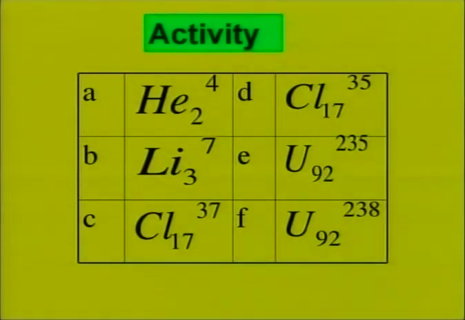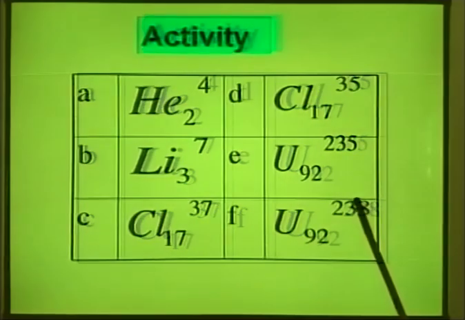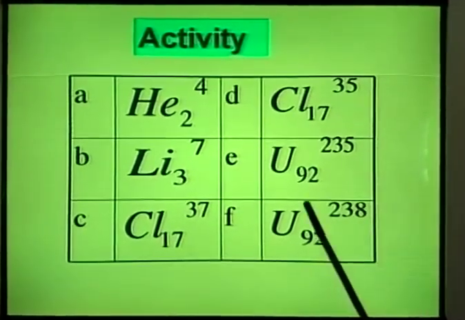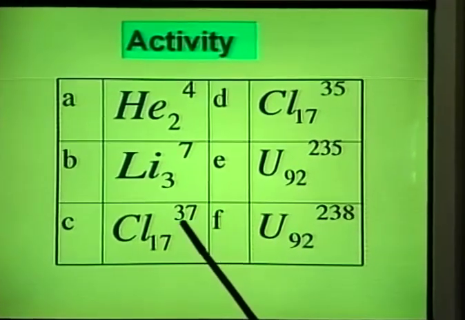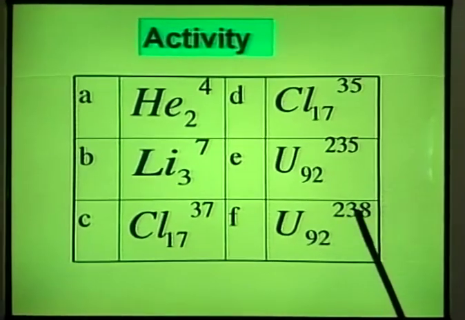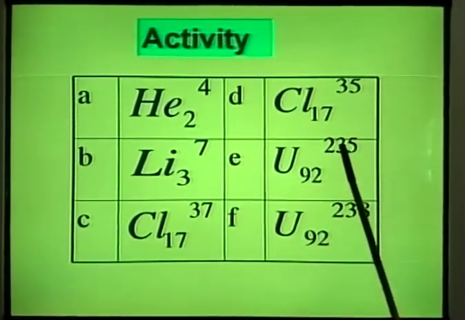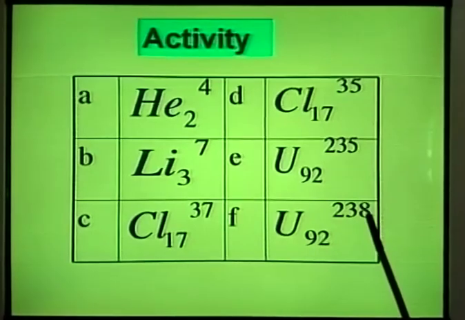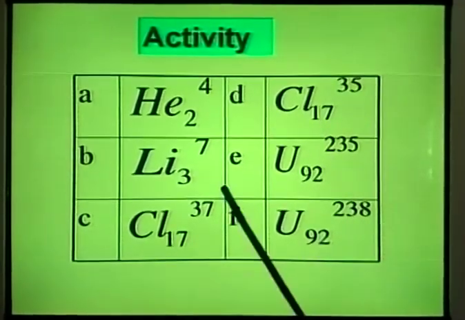Okay, number 1 is helium. Then number 2 you have lithium, which is B. C would be chlorine 37, and then you have chlorine 35, which is D. Uranium 235, which is E, and uranium 238. All right, especially when you look at these two, those are the isotopes of uranium, uranium 235 and 238, and then you also have chlorine here.